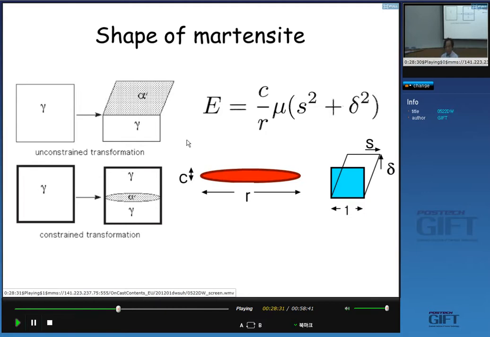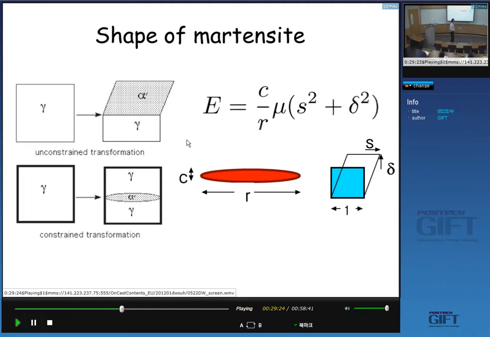Even though the shape deformation accompanying the martensitic transformation is the general type of invariant strain, which contains the dilatation and shear terms, then why is the shape of the martensite we can observe through the microscope a thin plate type? That is related to the strain energy, which is caused by the shape deformation during the transformation. If there is no constraint, it means that if the martensite plate can be freely deformed during the transformation, it will have this kind of shape.